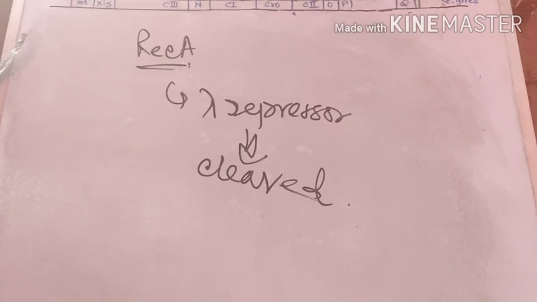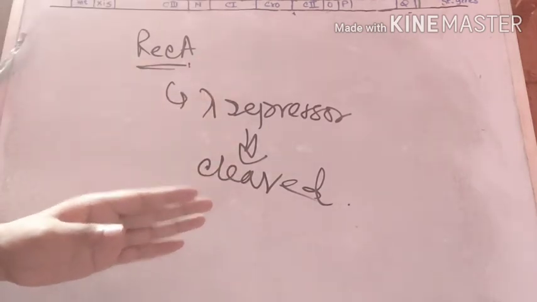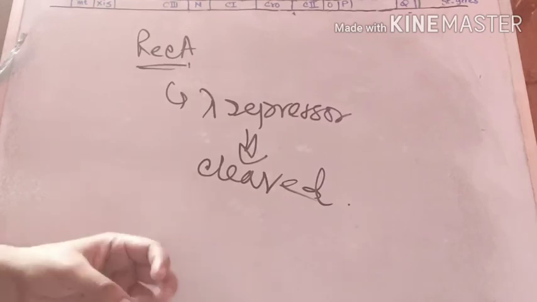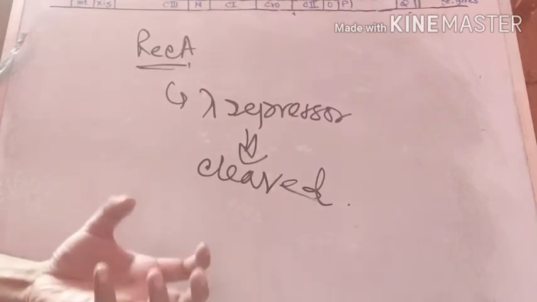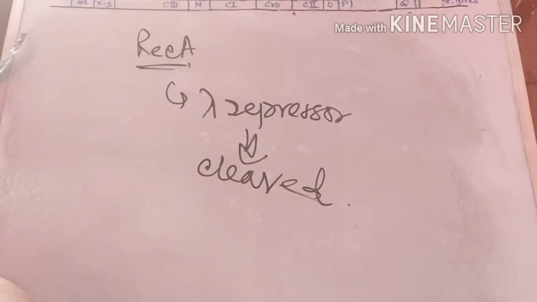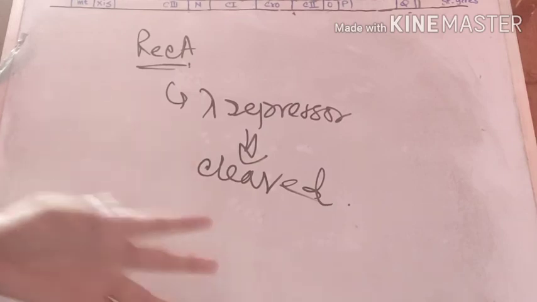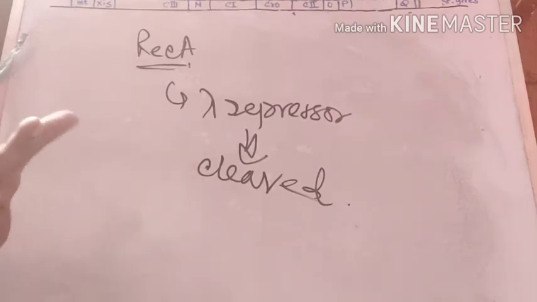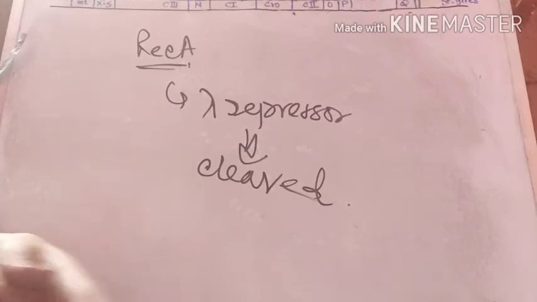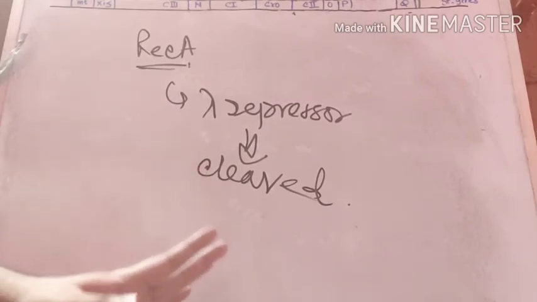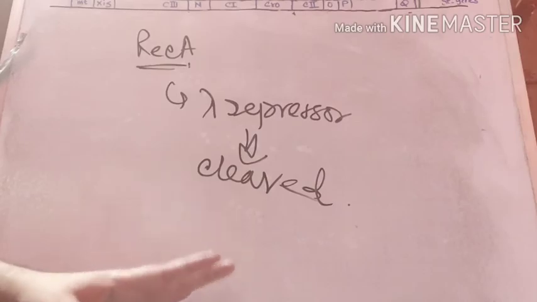The lambda repressor is cleaved. And thus, there is a sharp decline in the lambda repressor protein amount, which actually helps Cro to take over, and it moves towards the lytic cycle. So, this is all about the lambda phage lysogenic and lytic cycle. But surely I would recommend you to go through the textbooks now. Okay, that's it. We'll see you in the next class.